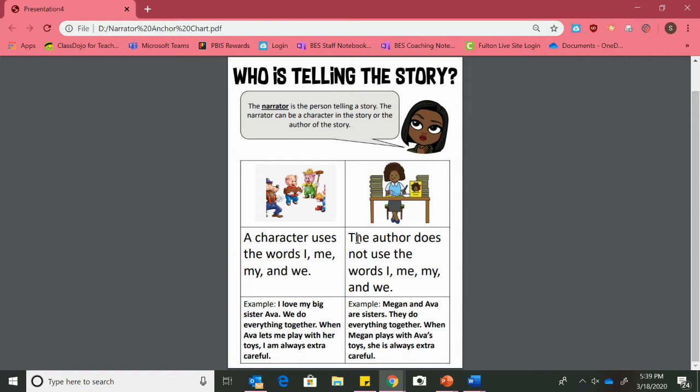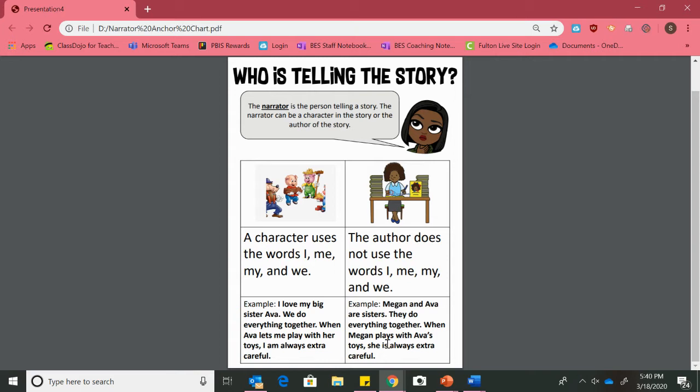Now, if the author is telling the story, if the author is narrator, the author does not use the words I, me, my, and we. Instead, they talk about the story like how we talk about a story. They talk about the people in the book. Megan and Ava are sisters. They do everything together. When Megan plays with Ava's toys, she is always extra careful. So when the author is the narrator, they are telling what is happening in the story. They're calling the characters by their names. They're talking about what they did, what she did, what he did, but they're not using the words I, me, my, and we.